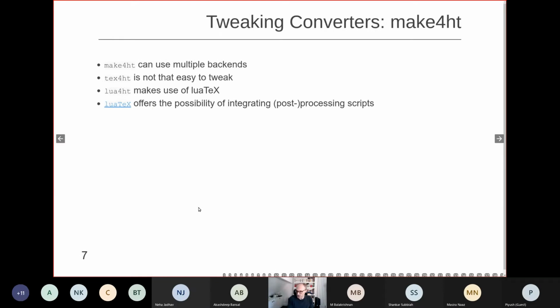What about Make4HD? Make4HD has the advantage that you can use multiple backends. The one I've used here in the examples is Tex4HD, which is effectively the backend which works with the normal LaTeX contributions. And the normal LaTeX contributions are things like TeX Live, MacTeX, MiKTeX for Windows.